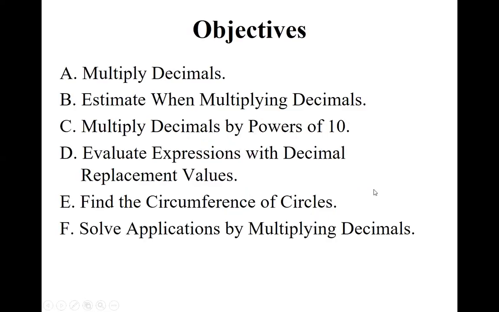The topic is multiplying decimals and circumference of a circle. The objectives in this topic: multiply decimals, estimate when multiplying decimals, multiply decimals by powers of 10, evaluate expressions with decimal replacement values, find the circumference of circles, and solve applications by multiplying decimals.